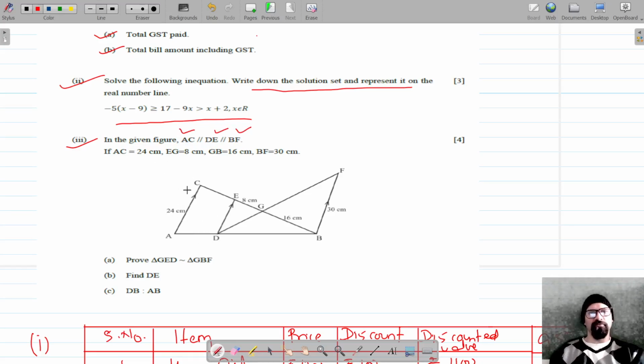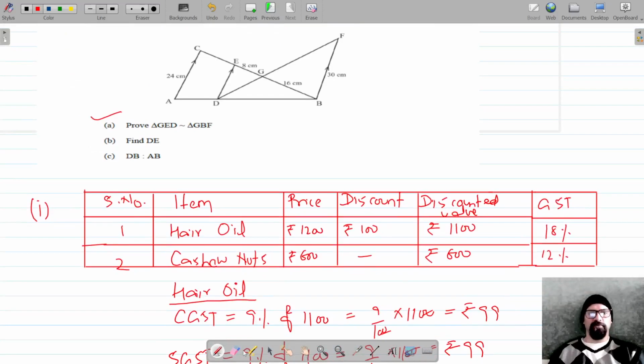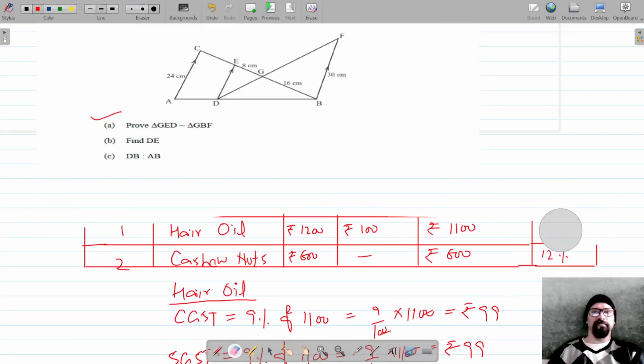Now AC is 24 centimeters, EG is 8, GB is 16, and BF is 13. We have to prove that triangle GED is similar to triangle GEF. Okay, I'm going to erase this because we are done with this part.